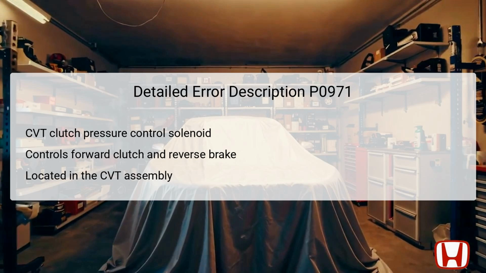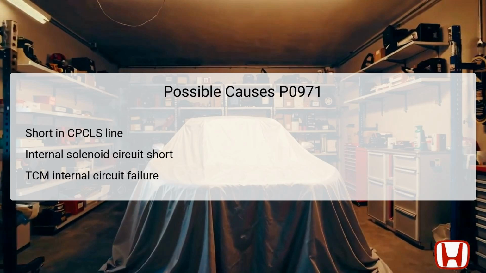The Transmission Control Module, or TCM, is responsible for assessing the current passing through this solenoid. If it detects inconsistencies via feedback control, it activates the DTC P0971 to highlight the issue. A short circuit in the solenoid valve's line can also contribute significantly to this fault code being triggered, leading to inappropriate hydraulic pressure application. Several potential causes can lead to the activation of DTC P0971.